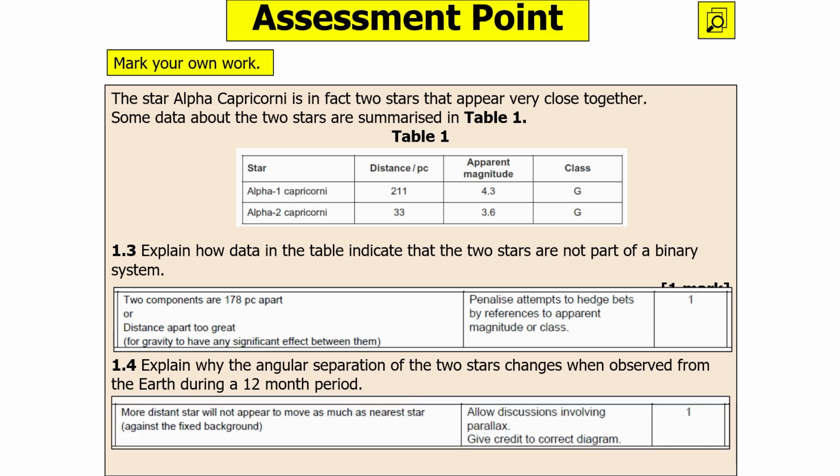Now, why does that change? Well, the amount of parallax you get depends on the distance you are from the Earth. The further you are away, the less parallax effect you will get. So the more distant star, alpha 1, will not move as much as alpha 2.